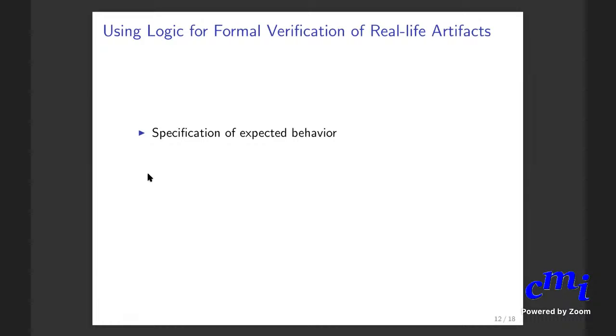So in general, you have 3 things you will have to do. One is you have to specify the expected behavior. What is it that you want to verify about the system? That needs to be specified in logic, in predicate logic. Then you have to model all possible relevant behaviors of the artifact, also as a formula in that logic.